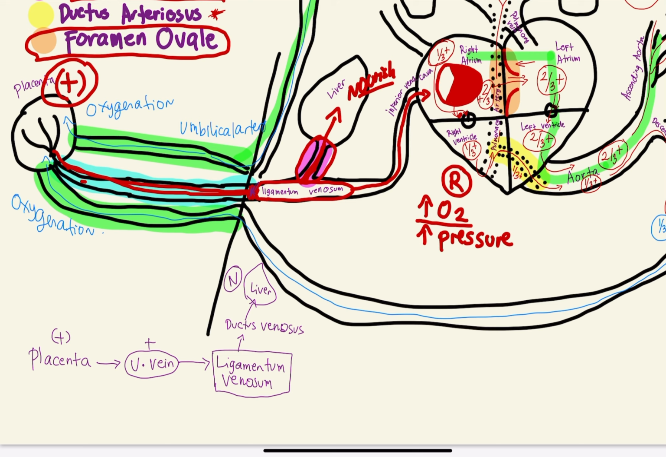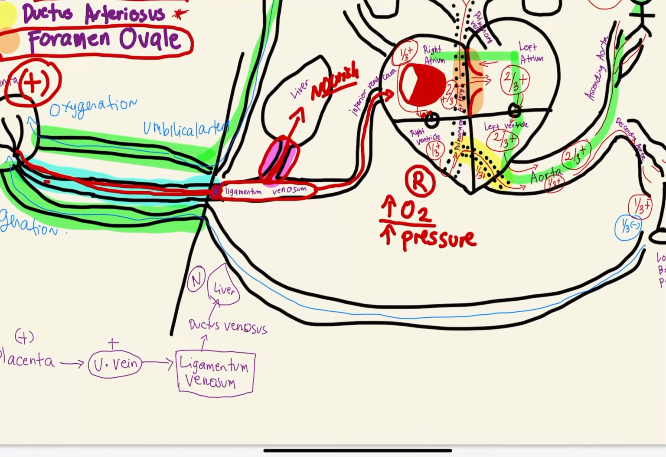Okay. Now, yung ibang dugo naman, they will pass the inferior vena cava dahil nga po yung ating navel ay mas mababa sa ating puso. Now, in the inferior vena cava, papasok na ngayon yung dugo sa right atrium. In the right atrium, remember, mataas po yung pressure.